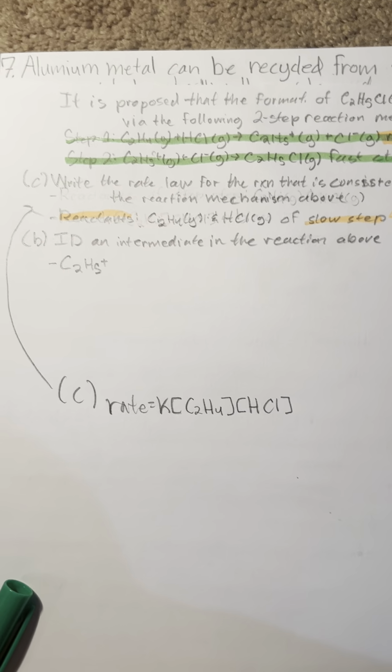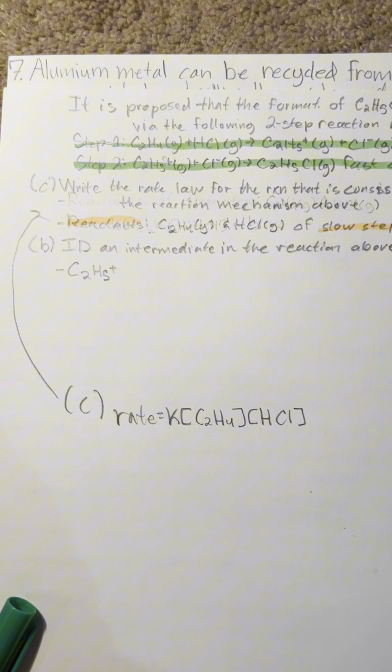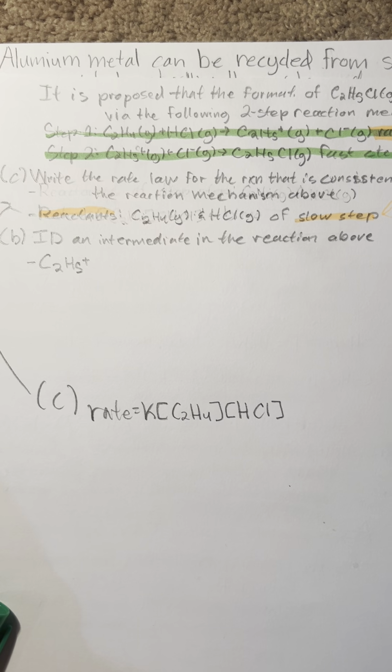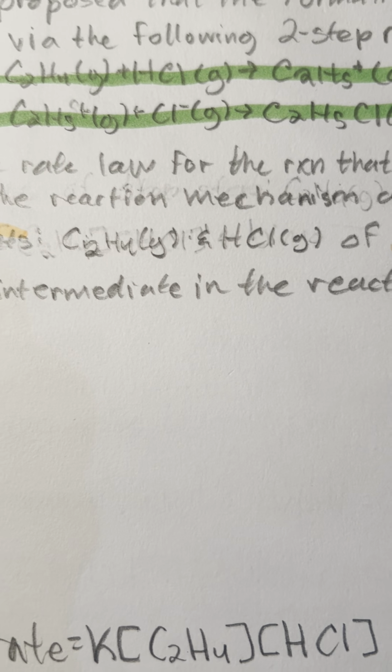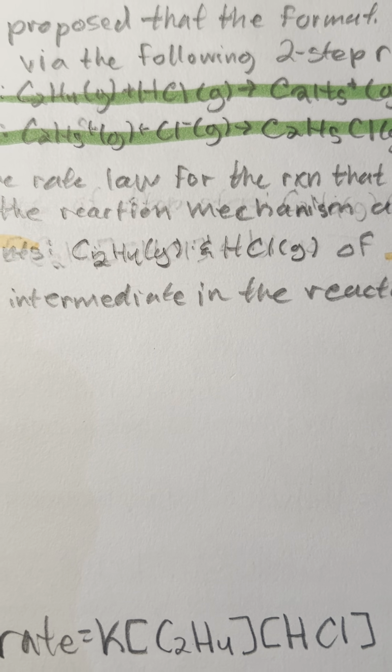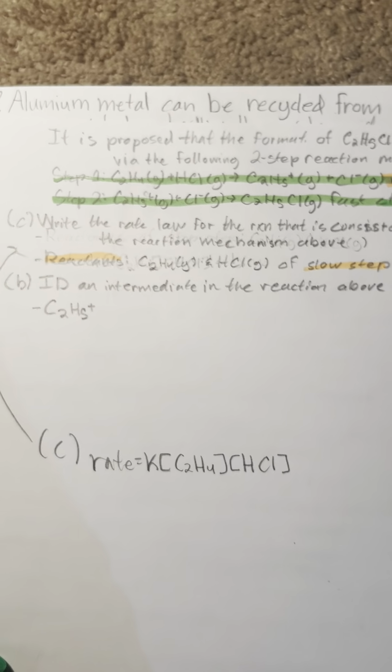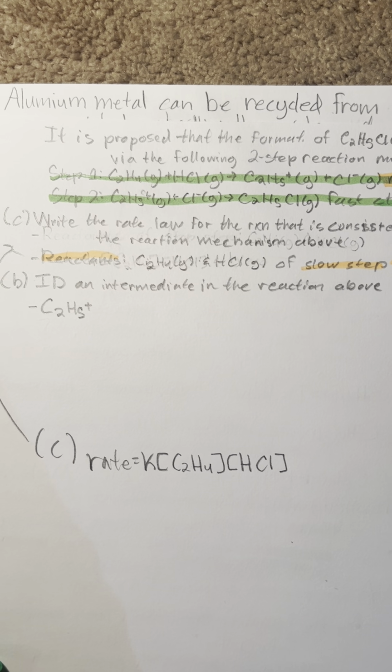I'm sorry about that. But taking the reactants from the slow step, we are left with these reactants, C2H4 gas and HCl gas. Plugging in for the rate law formula, this is what you have. Then, identify an intermediate in the reaction above.